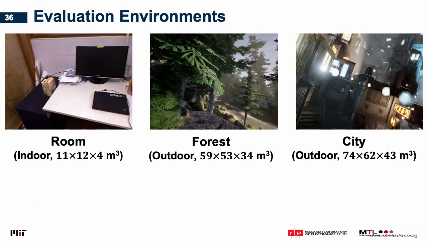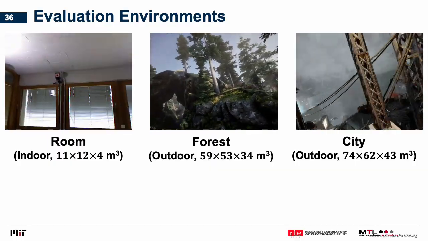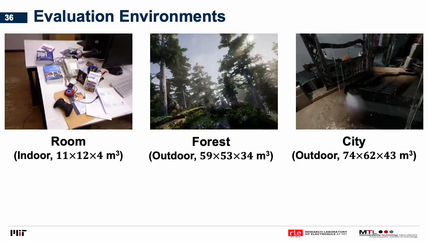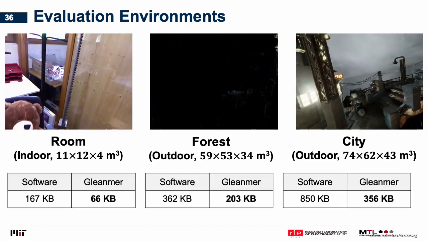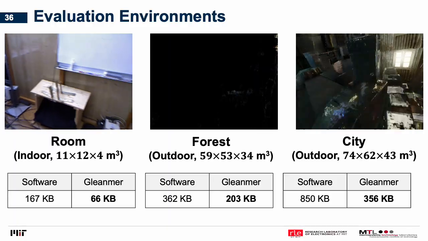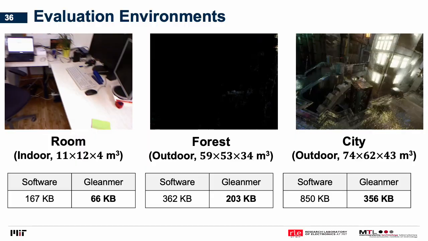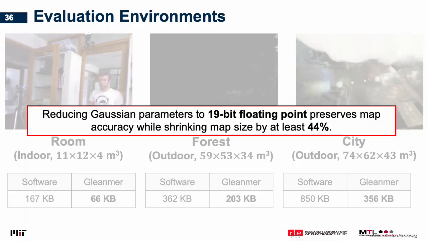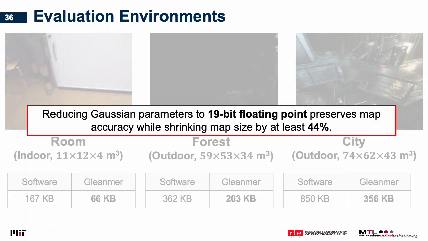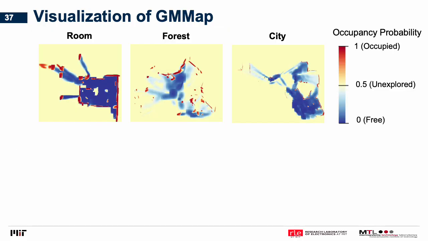We evaluated Gleanmer on 3 very different environments: an indoor office room, an unstructured forest scene, and a large city scene. Across all 3, the chip holds map accuracy steady while shrinking the map size thanks to the reduced precision. We can see the occupancy map of a full city block can be stored in less than 400 kilobytes and fully constructed on chip. In short, reducing Gaussian parameters to 19-bit floating point preserves map accuracy while shrinking map size by at least 44%.